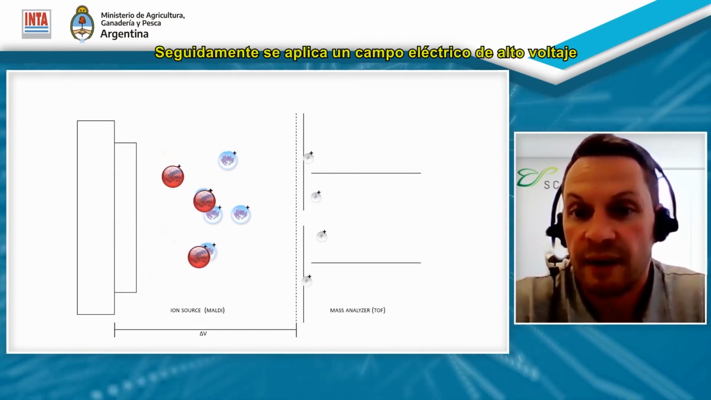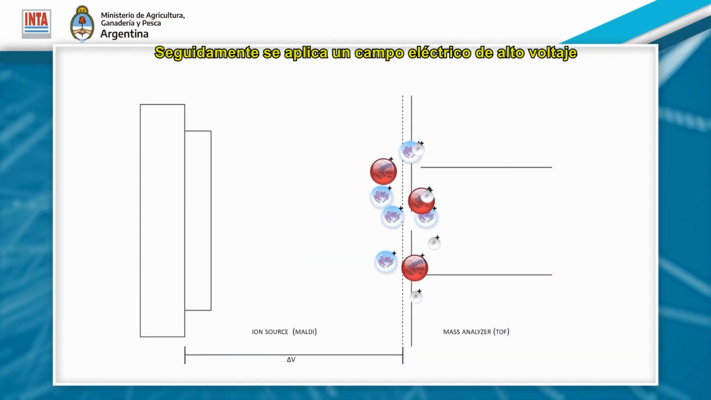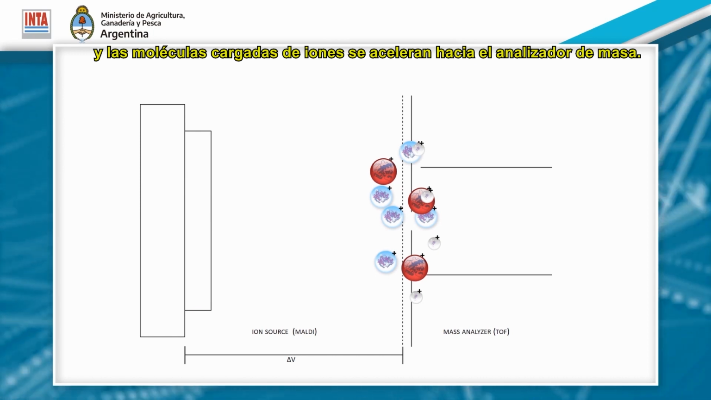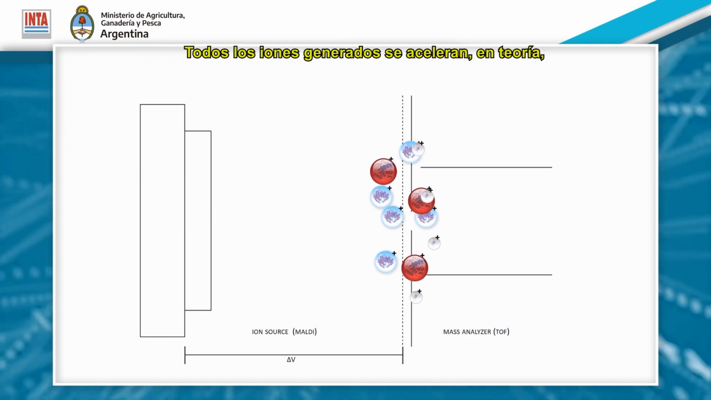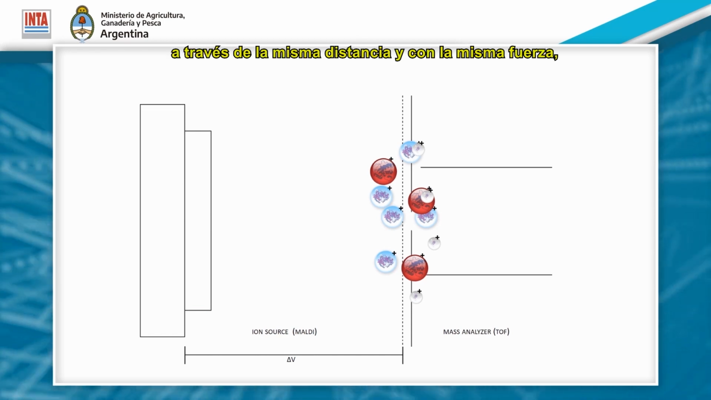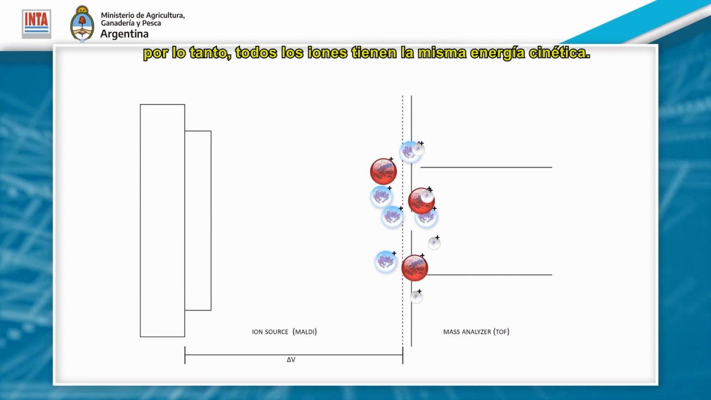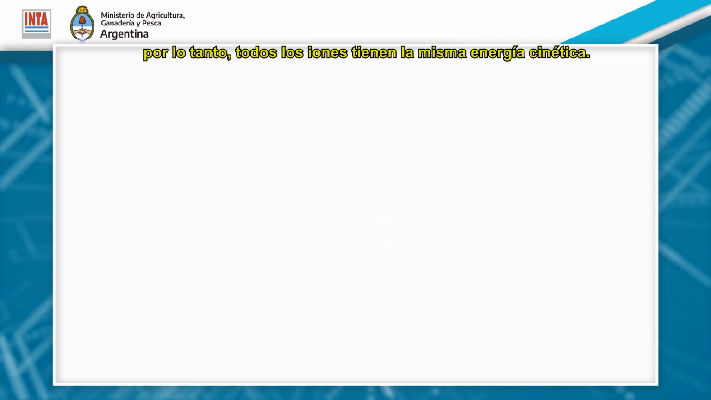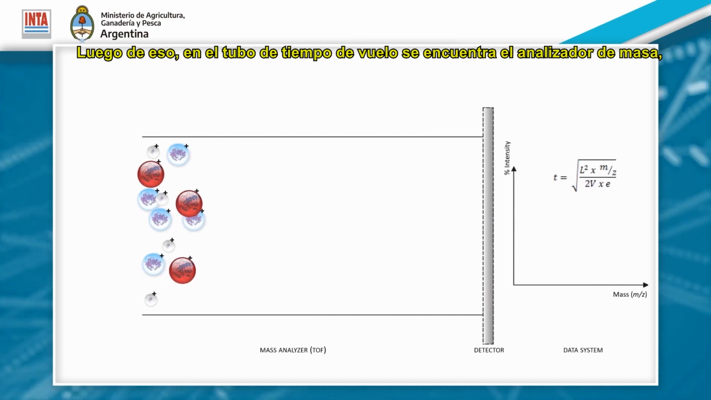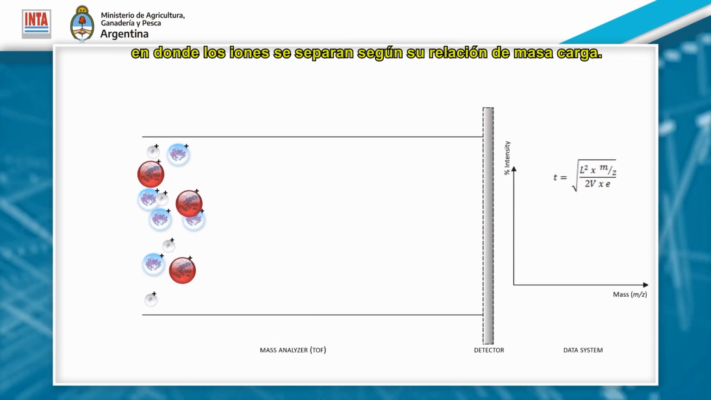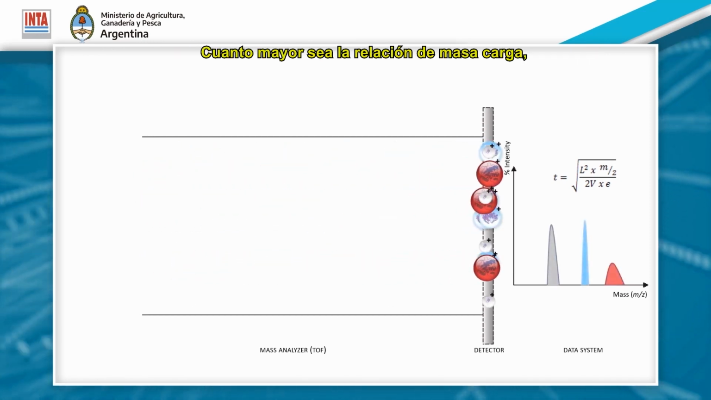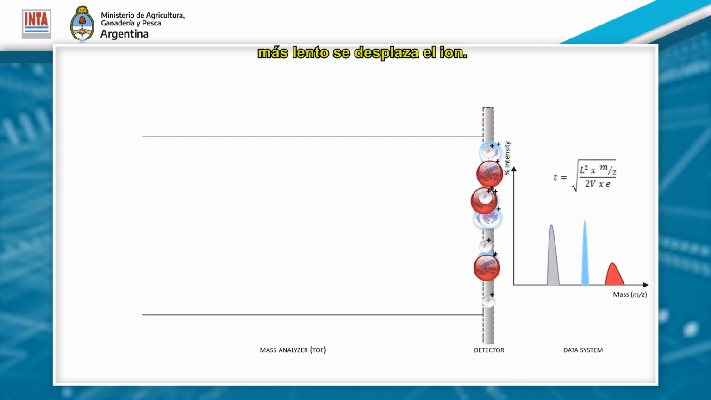Now, subsequently, a high voltage electric field is applied and the ionized charged molecules are accelerated towards the mass analyzer. All generated ions are in theory accelerated across the same distance by the same force. Hence, all ions have the same kinetic energy. Subsequently, in the time-of-flight tube, that's the mass analyzer, the ions are separated based on their mass over charge ratio. The larger the mass over charge ratio, the slower the ion will move.